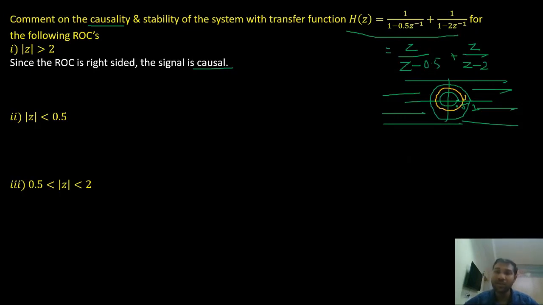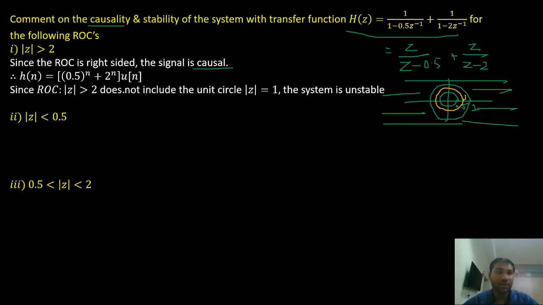So is my mod z equals 1 included in the ROC? No, it is not included in the ROC. So the system is called unstable. The system here is unstable, right?